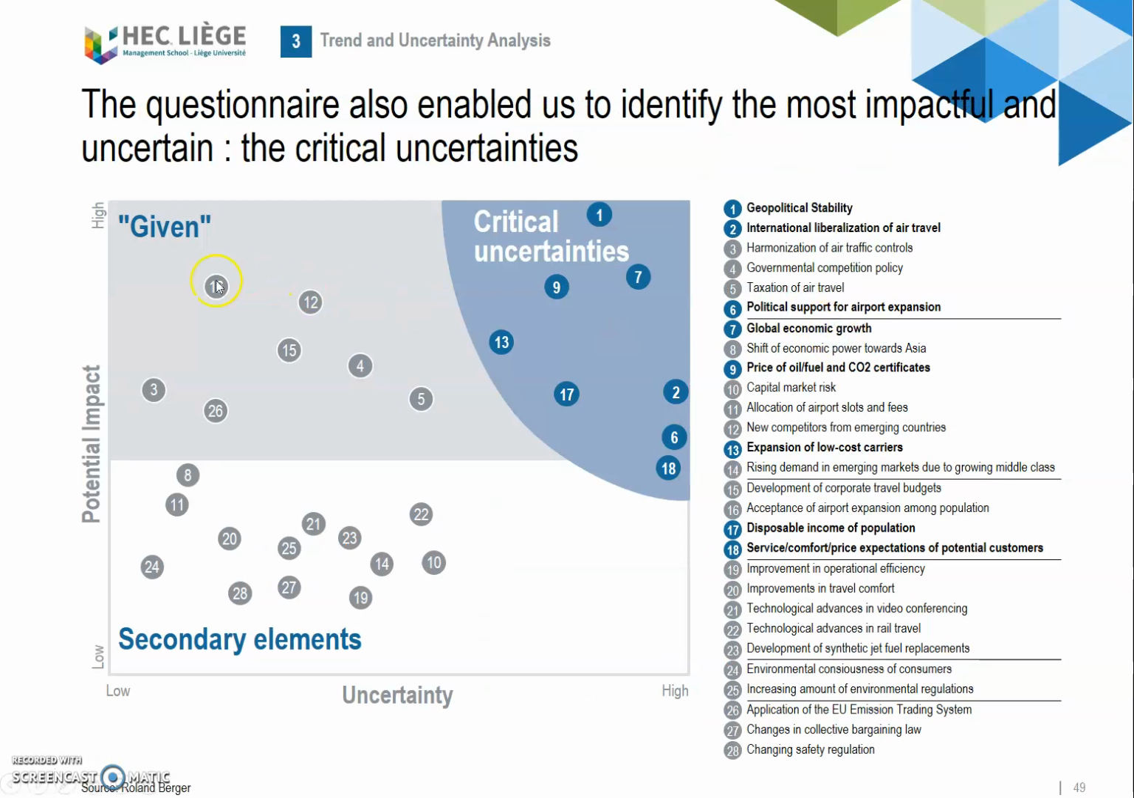Then you will do a very classical trend and uncertainty analysis. You will plot all the trends in that kind of matrix with their level of uncertainty and their potential impact. It will give you that kind of graph. You see the first one, geopolitical stability, the level of uncertainty is really high. You don't know what's going to happen. And when we did the survey, it was quite likely to happen, so it's ranked there. It enables you to map all your trends and to highlight the ones that are really critical. That's what we call the critical uncertainties, and those are the ones that will appear here.